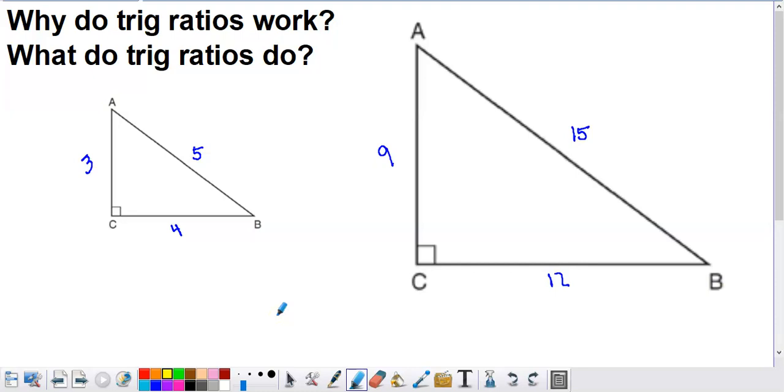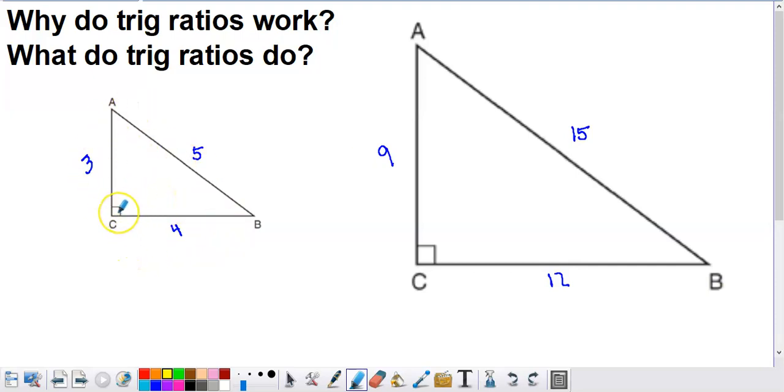But what do sine, cosine, and tangent actually do? What shortcuts do they allow us to take? Why do they work? So what I'm going to try to walk you through in order to explain that is this screen. What I have on the left side of the screen is the smaller right triangle.